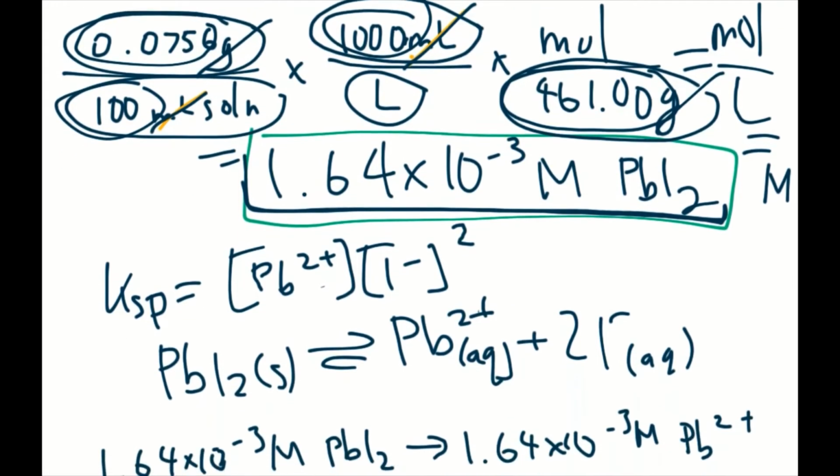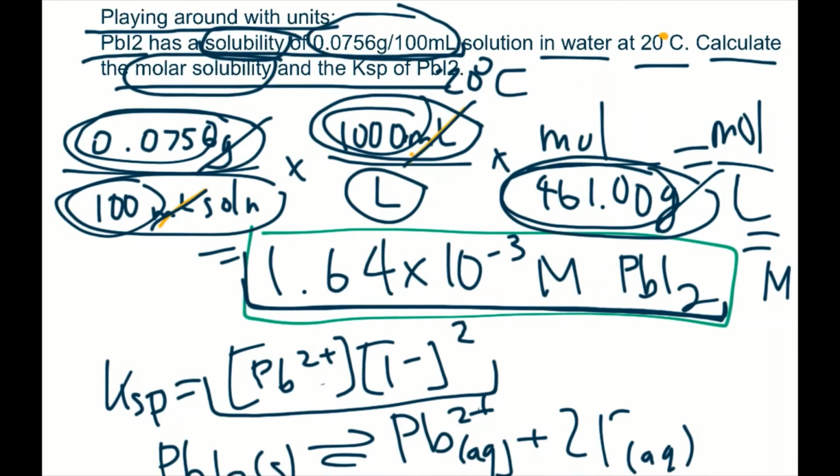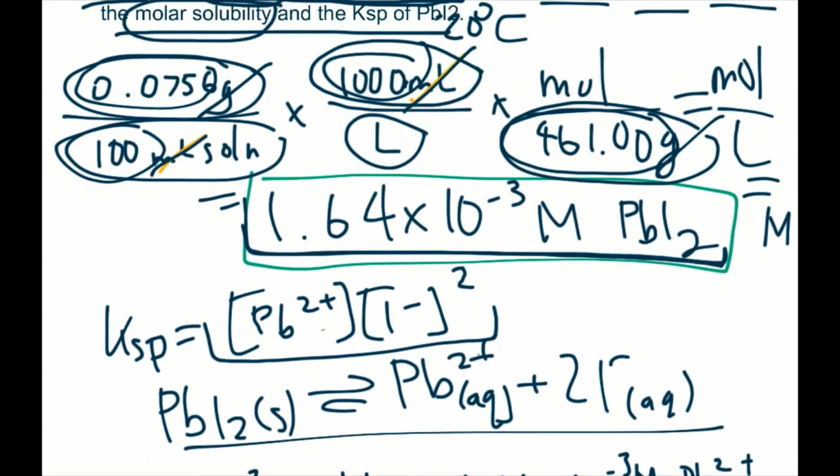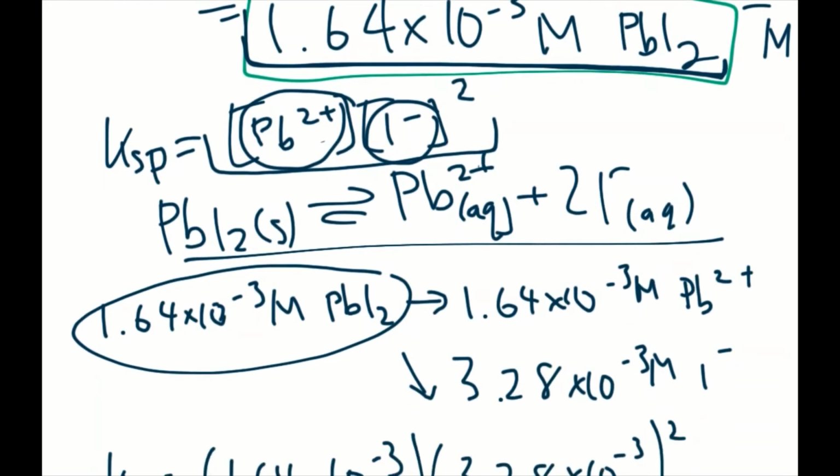Now, we know that the Ksp is going to be equal to Pb2+ times I- squared, based on the reaction we wrote down here. So if we want the Ksp, we need the concentration of lead(II) and I-. How do we get those? Well, we do have the concentration of PbI2 in solution, so we could use some stoichiometry and figure this out.